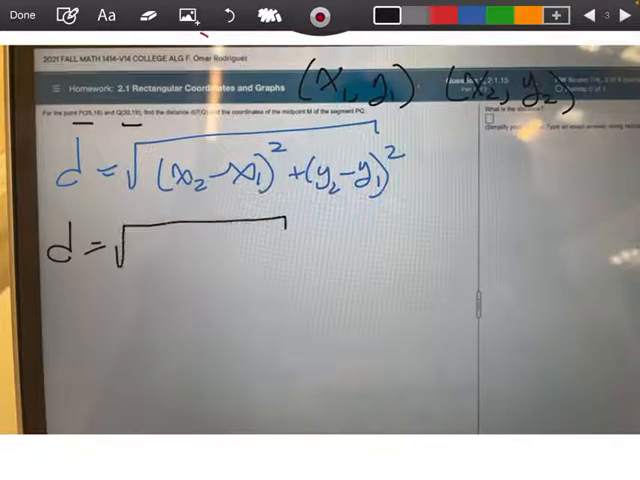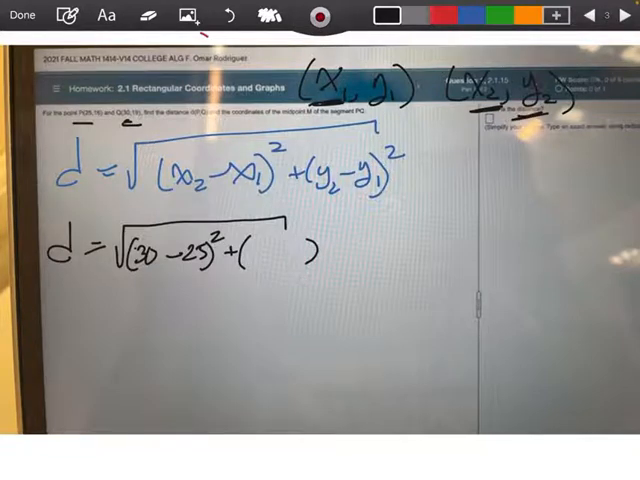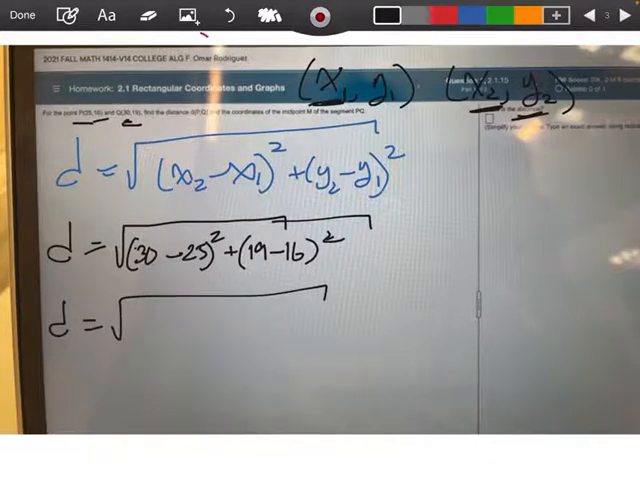So what we're going to do here is a little plug and chug. Look where the x2 is. The x2 is the x-coordinate of the second point, so in that case, the x2 is going to be the number 30. So I'm going to write 30 minus x1, the x-coordinate of the first point, which is 25, squared, plus y2. Y2 is the y-coordinate of the second point, which is 19, minus 16 squared.